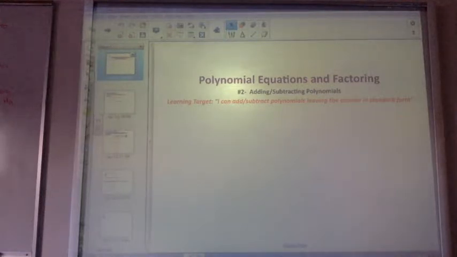Anything else from that sheet we need to hit upon on the grid? Standard form all the way down?